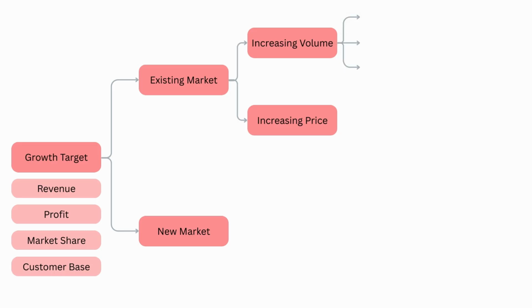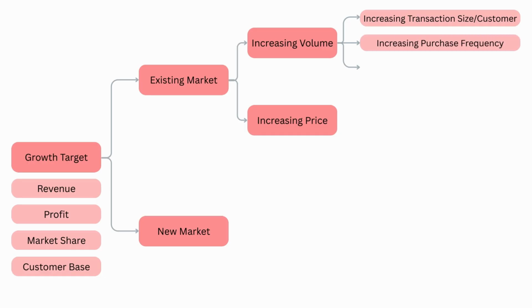First is increased transaction size per customer. Can we make every purchase bigger? For example, bundling, cross selling, upselling, encouraging larger pack sizes, etc. Second is increasing frequency of purchase. Can customers buy more often? For example, cashbacks, loyalty programs, wallets and reward points, bank offers, bulk discounts, etc. This works especially well in retail, e-commerce, and FMCG.